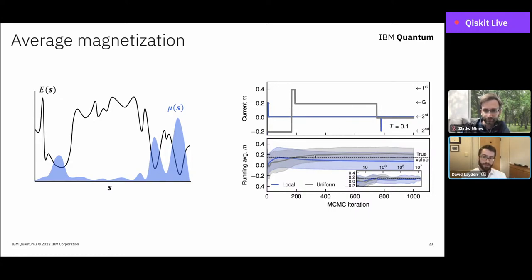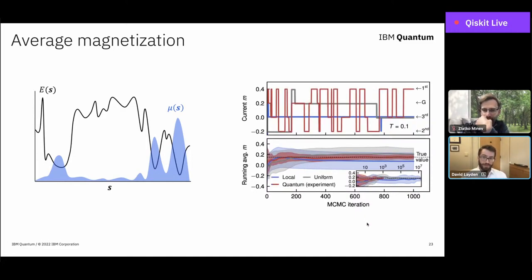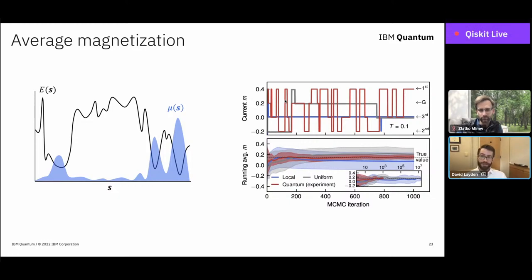And the net result in the bottom plot is that you converge similarly slowly. Now, what I'm showing in red is experimental data for the implementation of our quantum algorithm, where you can see it also finds its way quickly into a local minimum, but unlike the two classical alternatives, it's able to very quickly jump between them. And the net result in the bottom plot is that on the scale of hundreds of iterations, it converges to the exact value of the Boltzmann average magnetization without ever having to actually evaluate the expectation value explicitly.